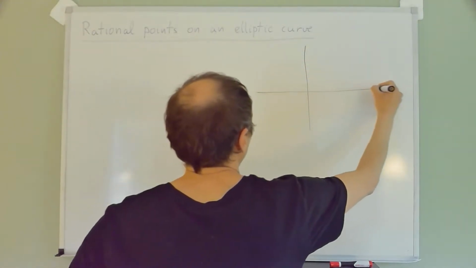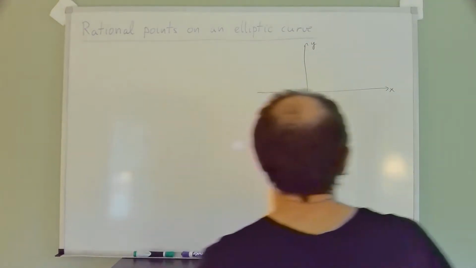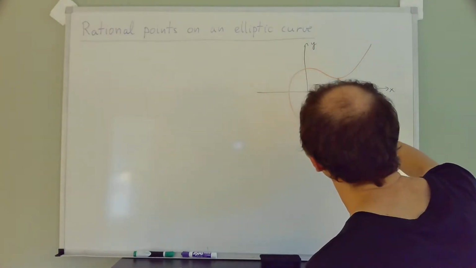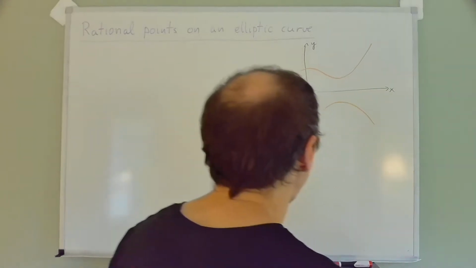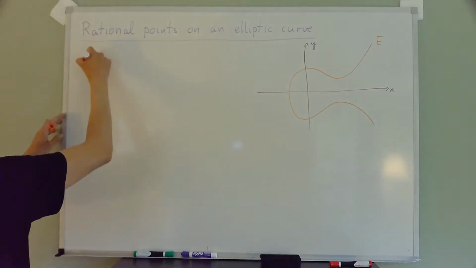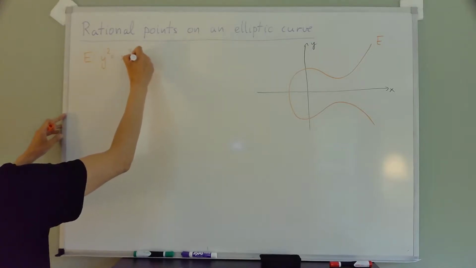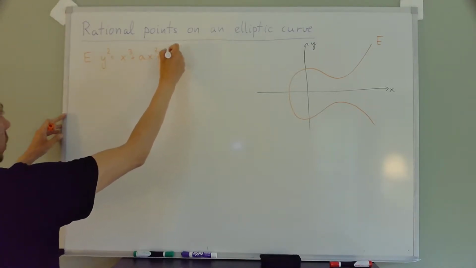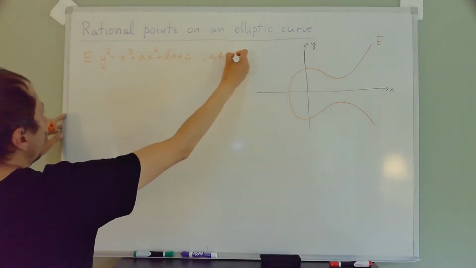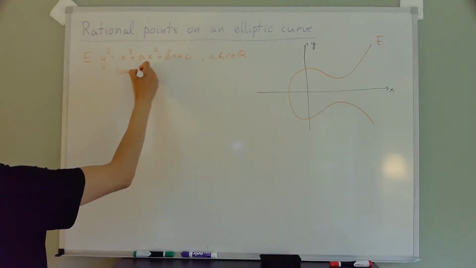So here's the xy coordinates. And we'll take an elliptic curve that looks like this. Okay, so that'll be our E, and we'll give it an equation. Y squared equals x cubed plus ax squared plus bx plus c, where a, b, and c are real numbers. It's a smooth curve. No sharp corners.